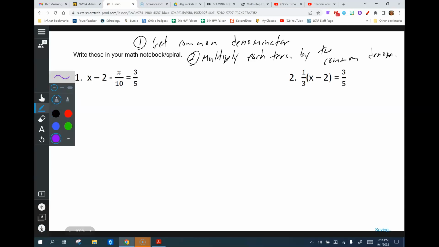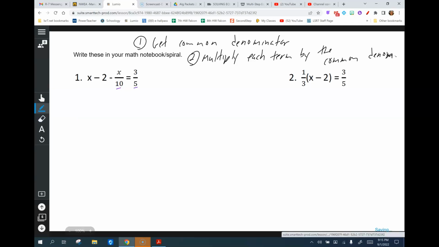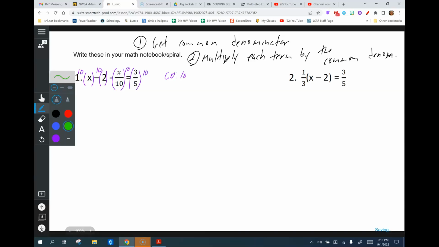we want to find the common denominator, and we have a denominator of 10 and we have a denominator of 5. So what's our common denominator? Our common denominator is 10. So now we're going to multiply every single term by 10. Every term by 10. Because what we're doing mathematically is multiplying each side by 10.